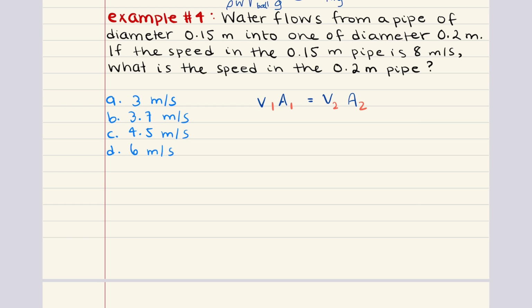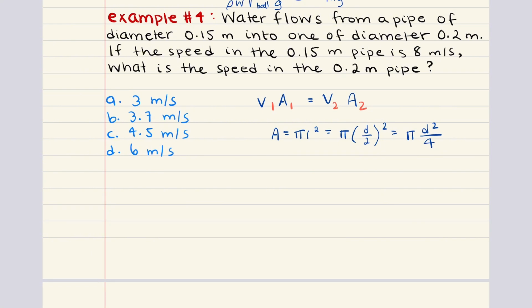Now, what we're dealing with here is the pipe, and the pipe is going to have a cross-sectional area that's equal to the area of a circle. The area of a circle is equal to pi r squared, where r is the radius of the pipe.